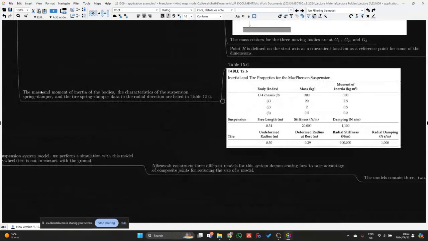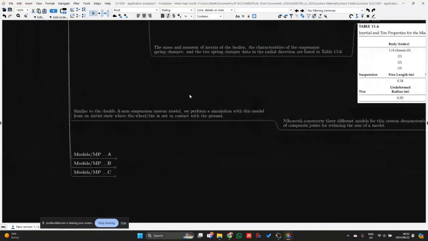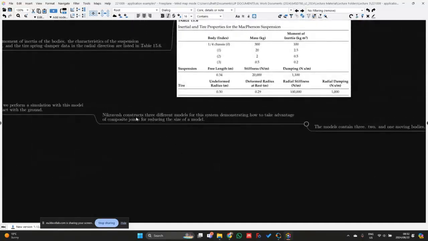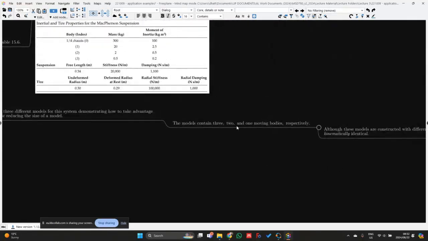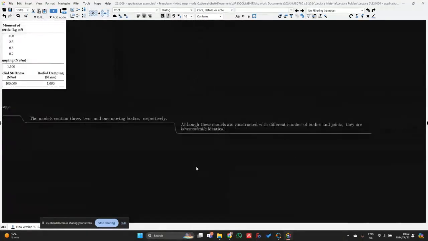With regards to the dynamic properties, the mass and moment of inertia properties are once again given in table 15.6. Similar to the double A arm suspension system, we perform a simulation with this model from an initial state where the wheel or tire is not in contact with the ground. Nikravesh constructs 3 different models for this system, demonstrating how to take advantage of composite joints for reducing the size of the model. The models contain 3, 2, and 1 moving bodies respectively. Although these models are constructed with different numbers of bodies and joints, they are kinematically identical.